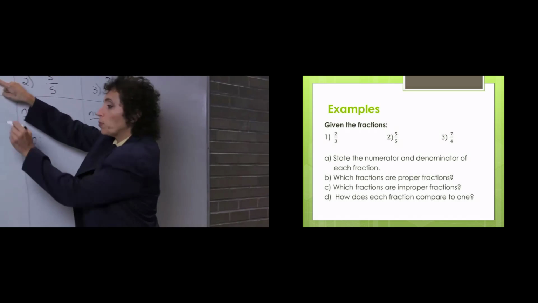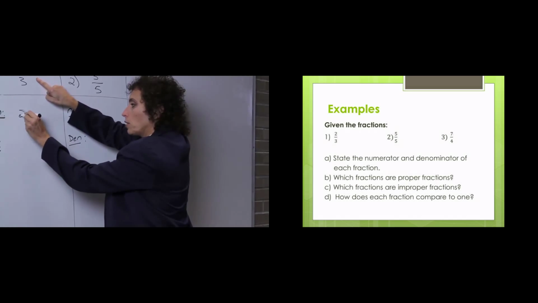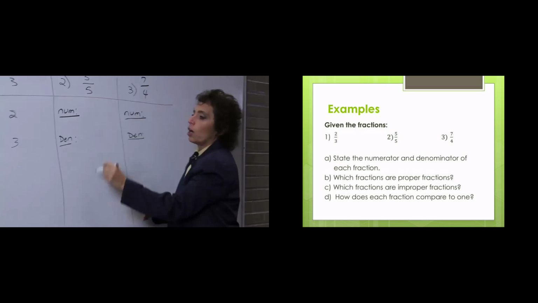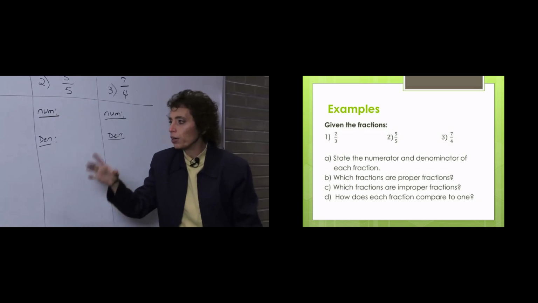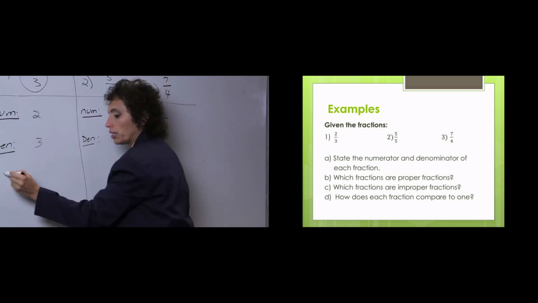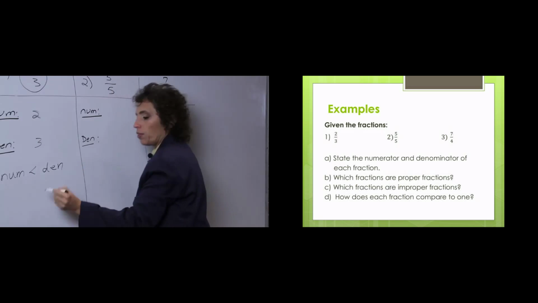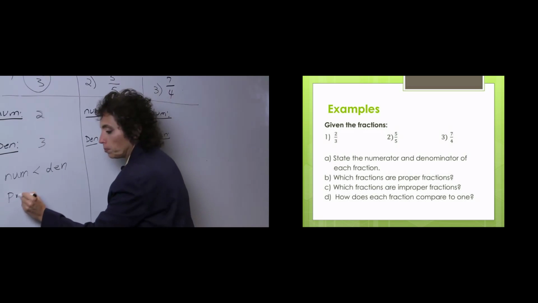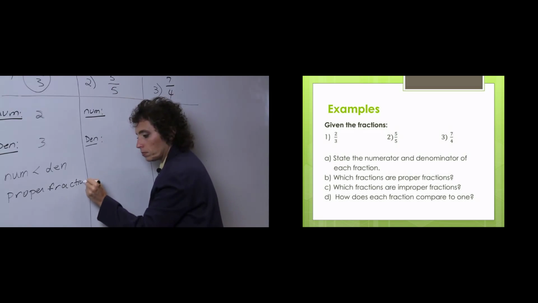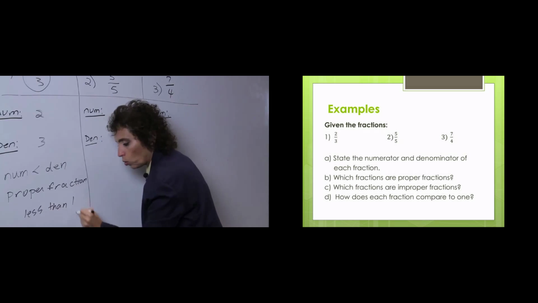The numerator, remember, is the top number. The denominator is the bottom number. And we want to know if it's proper or improper and how it compares to 1. Well, because the numerator is less than the denominator, this is a proper fraction, and it's less than 1.